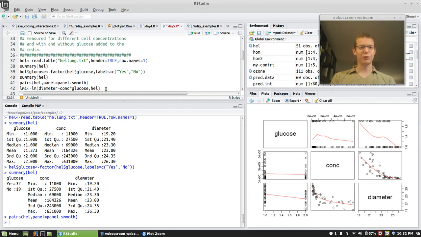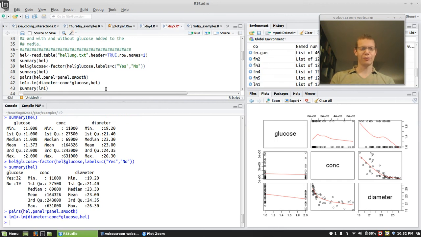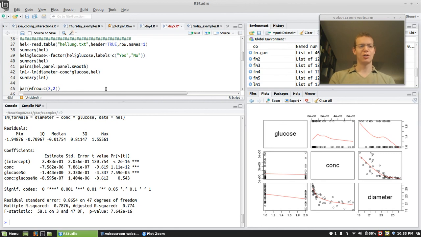we'll just try to do the linear regression model as we learned before, but this time we'll take the concentration, which is a continuous variable, and multiply it with glucose to get both the individual terms and their interaction. And if we do a summary of this, what we get is, as usual, an intercept. We get a slope relative to concentration. We get the difference between glucose yes, which is in the intercept, and glucose no. And then we get a change in slope when you go from glucose yes to glucose no.